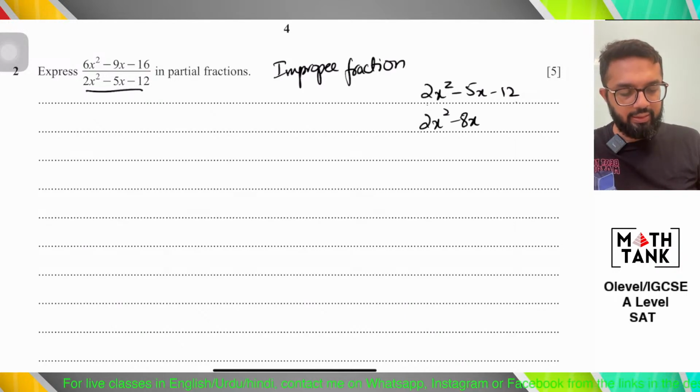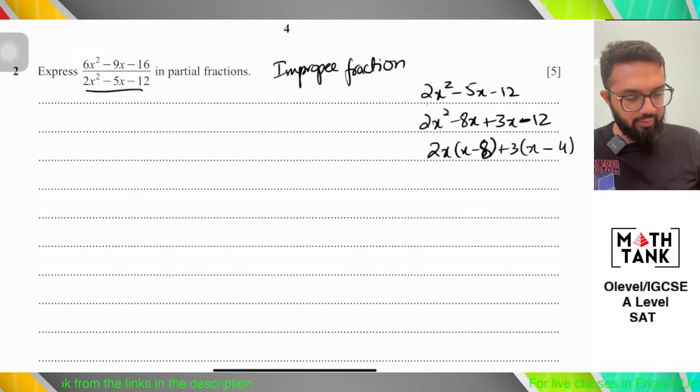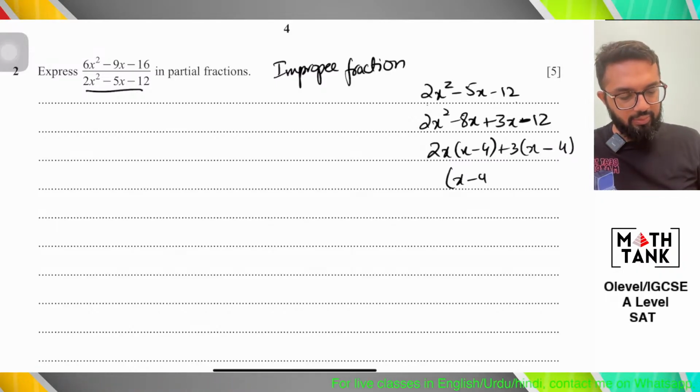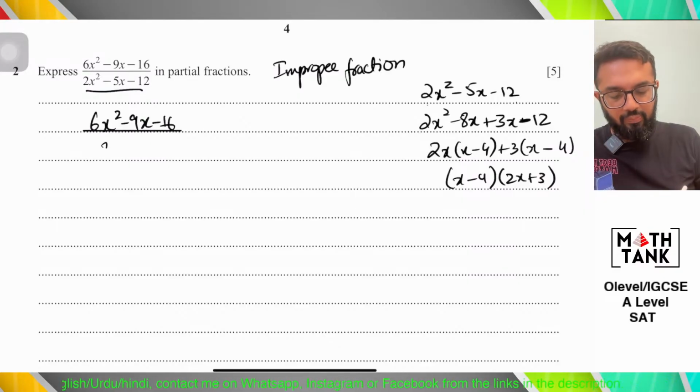24 would be minus 8x plus 3x would give me 24. I've done middle term breaking. If you don't understand that, that's what I've done. So 6x squared minus 9x minus 16, x minus 4 and 2x plus 3.